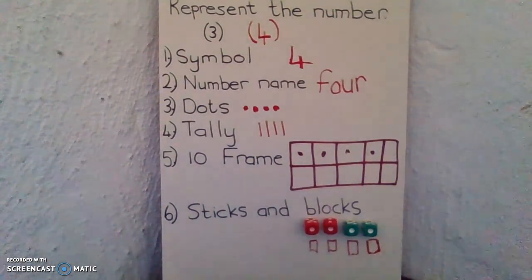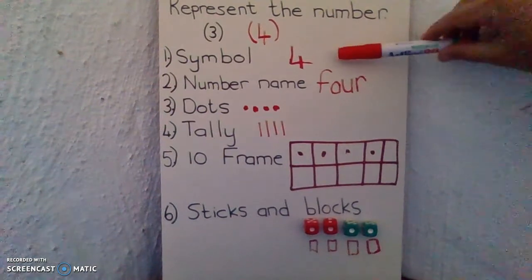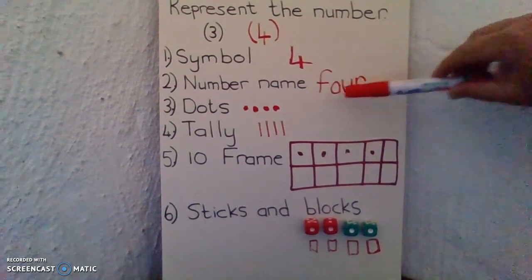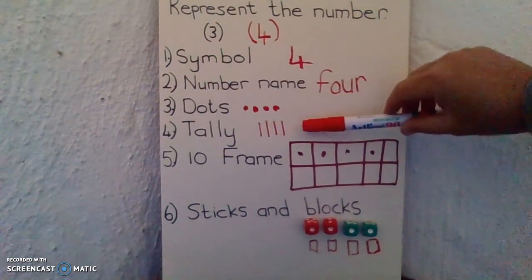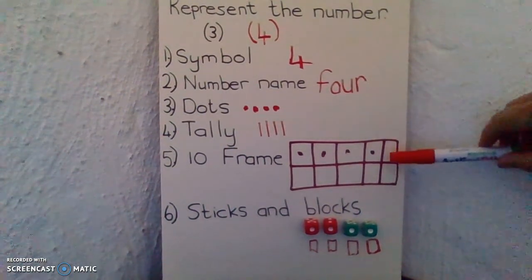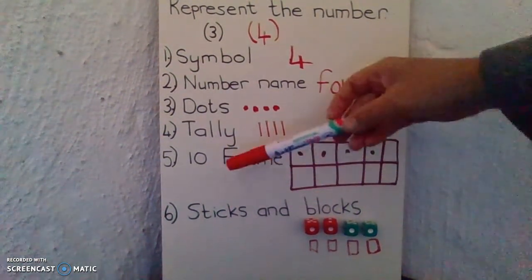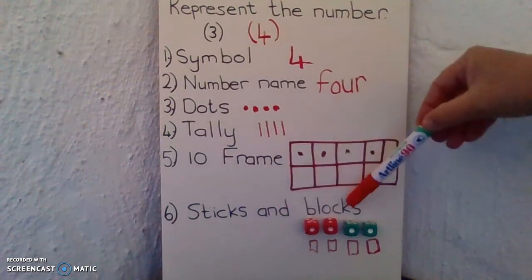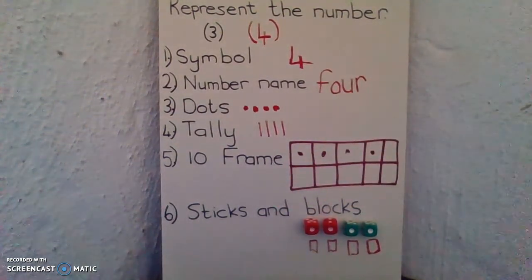so we just draw little squares instead. Well, grade 1s, you have learned so much today. You've learned how to make a number in 6 different ways. You can draw the symbol, you can do the number name, you can do dots, you can draw the tally lines, you can make your 10 frame, and you can draw your sticks and blocks. That's awesome. I hope you remember how to do all of those.